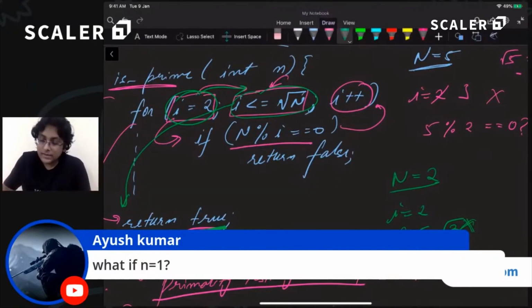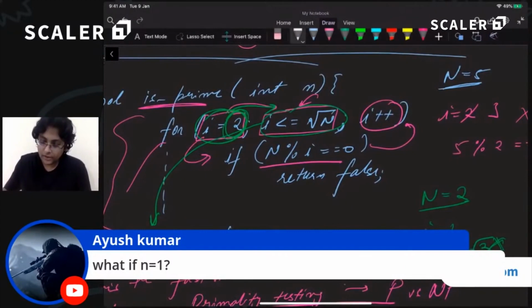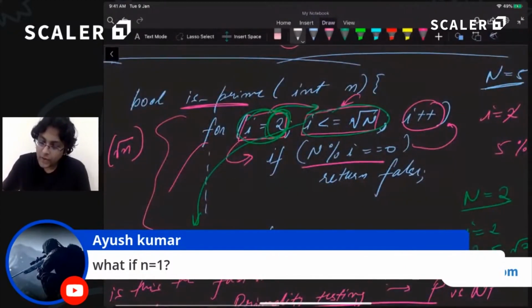Right? For all the numbers that are less than 2, we will never go inside this loop, so we will automatically return true. Right? So we need to improve on this program. We need to add a check over here.